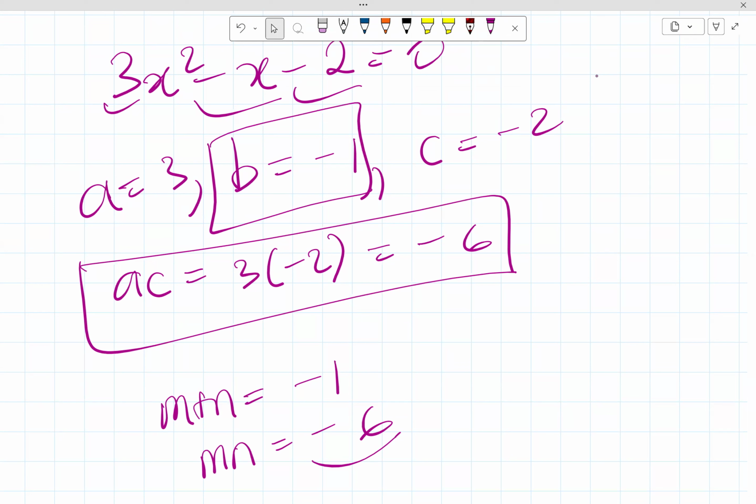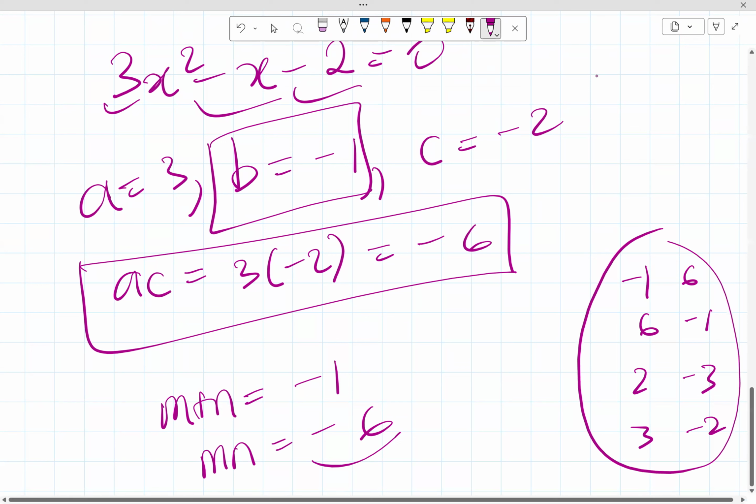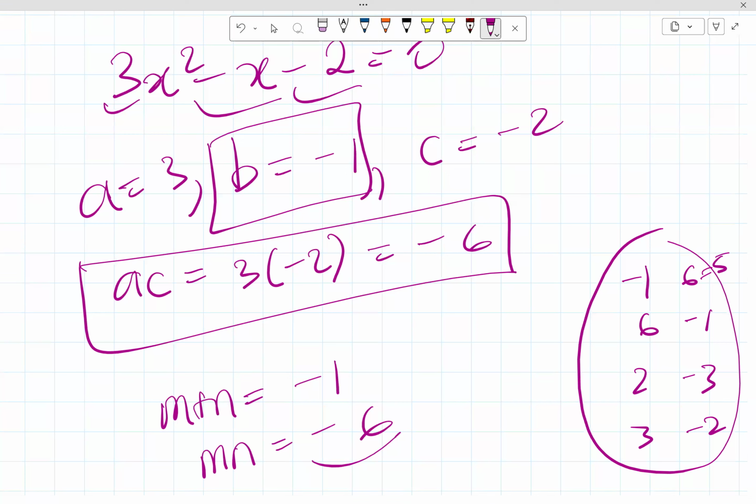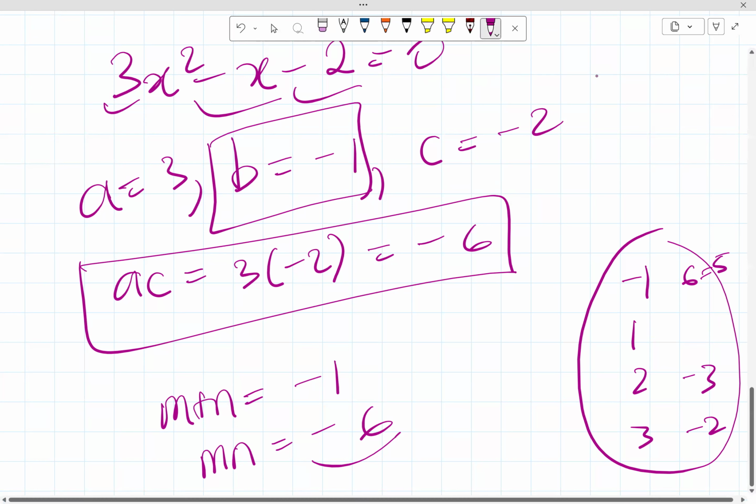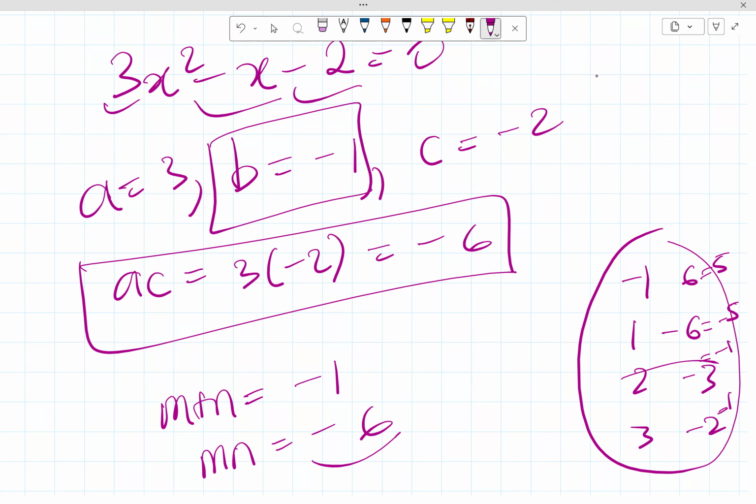The possible values, since the product is negative, one has to be positive and one has to be negative. So we can have minus 1 and 6, 1 and minus 6, 2 and minus 3, and 3 and minus 2. That's about all the possibilities. When we add them together, we should get minus 1. Minus 1 and 6 gives 5, 1 and minus 6 gives minus 5, 2 and minus 3 gives minus 1, and 3 and minus 2 gives 1. So 2 and minus 3 is what we need.